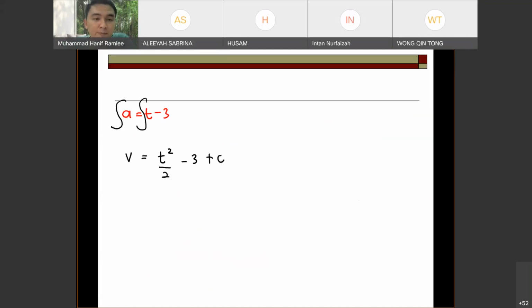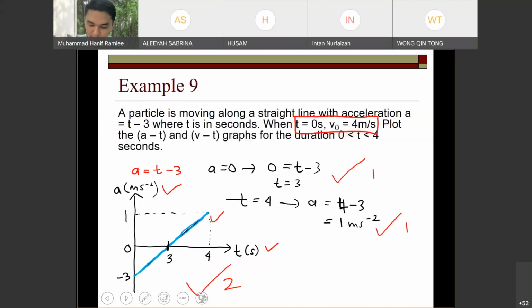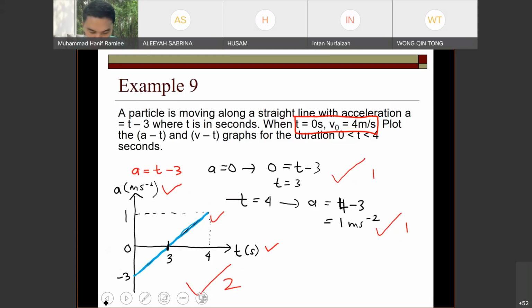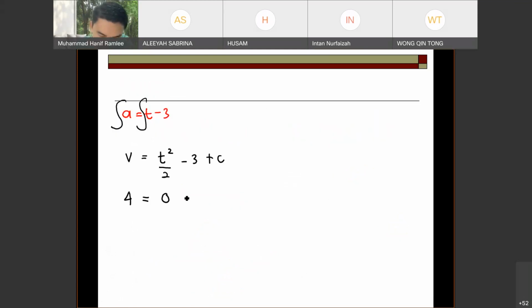Doesn't matter. Okay. So in order to get C, the initial condition is T equal to 0 and V equal to 4 is given. So you can substitute into the equation like this. T equal to 0, V equal to 4. Okay. So you will get C on the spot.